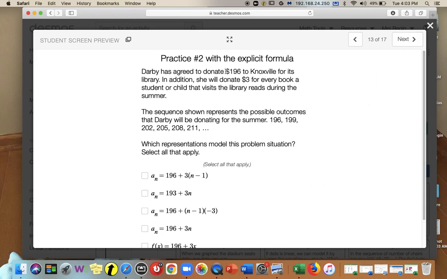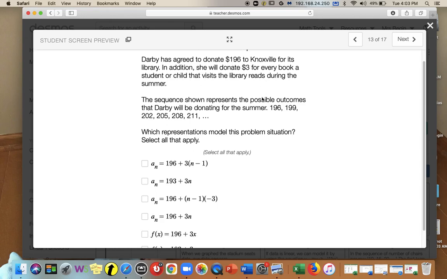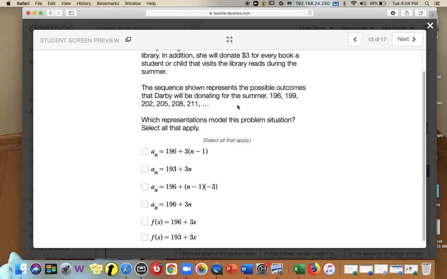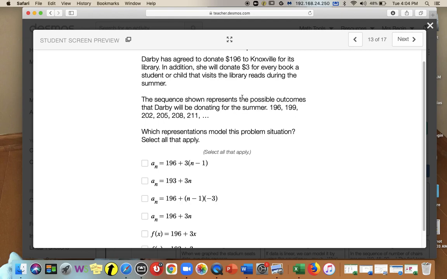Darby has agreed to donate $196 to Knoxville for its library. In addition, she will donate $3 for every book a student or child that visits the library reads during the month. The sequence showing the possible outcomes for Darby, she could donate $196, or if a child visits and reads, then it would be $199. For the next child, it would be $202, $205, $208, and so on. Which representations model the situation? So we know we start with $196. We're adding 3 every time, so again, it's this first one.